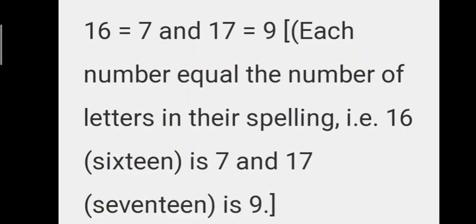Now, time to see the answer for the riddle. Can you guess the answer? And the answer is 16 is equal to 7 and 17 is equal to 9. That is, each number equals the number of letters in its spelling. That is, for 16 you have 7 letters in it, and for 17 you have 9. So 16 is equal to 7 and 17 is equal to 9.